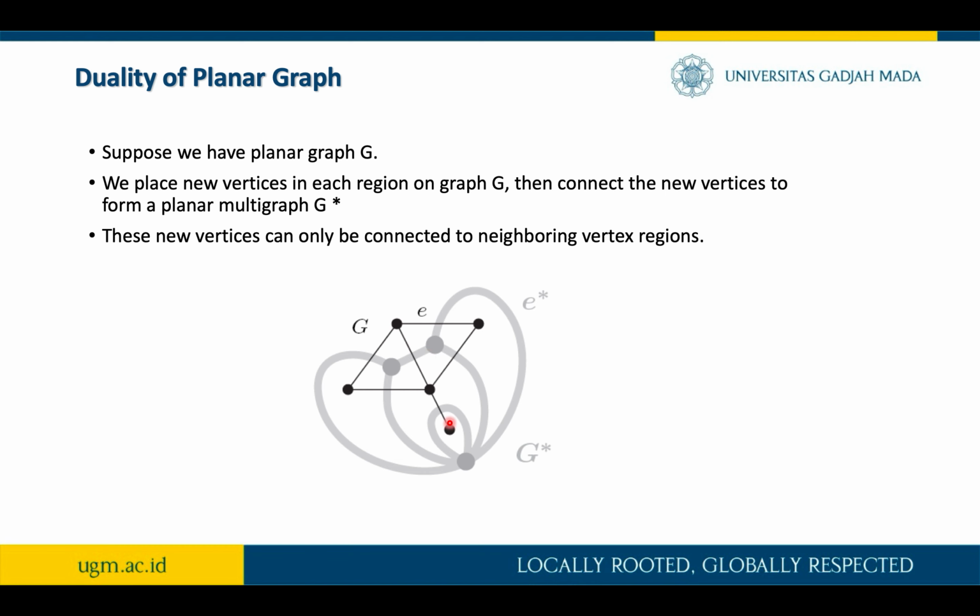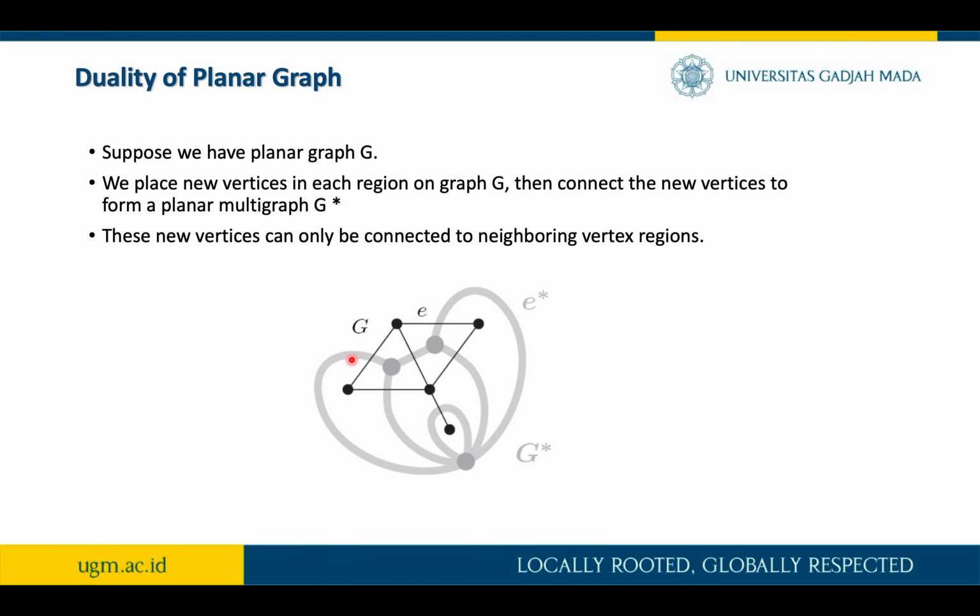If we place a new vertex in each region, we place a new vertex in this region, and then a new vertex in this region, and this one is the same. So we actually have three vertices. And then we connect the new vertices to form a planar multigraph. We connect this to that one.